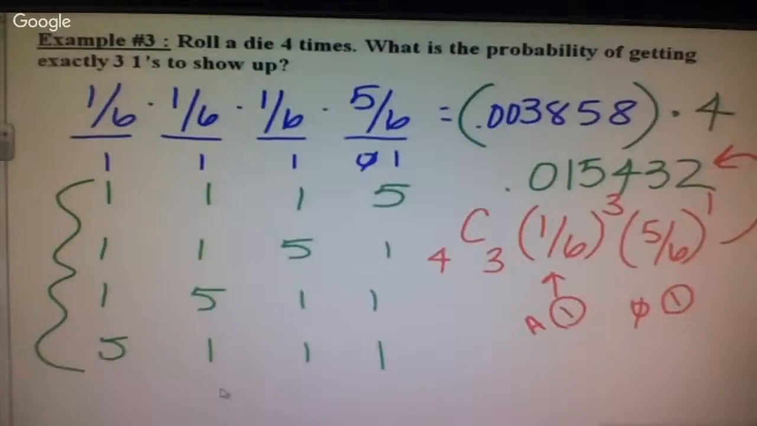Well, that was complicated. We're going to practice it. It's actually a lot easier than you think.